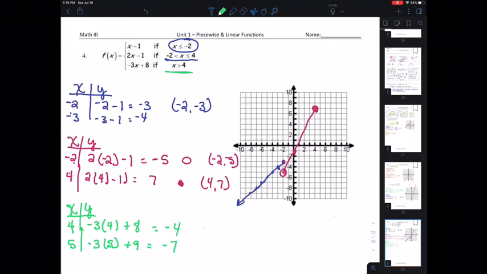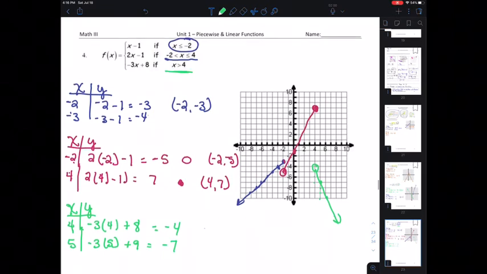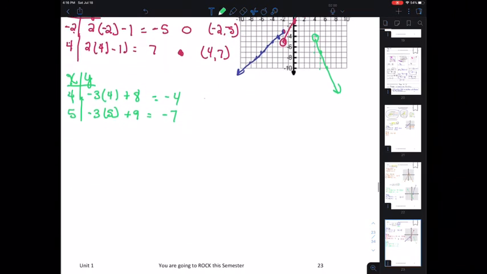1, 2, 3, 4. And we have an open circle. And then at 5, we're going to be at negative 7. Should be here. And so what we're saying is we're going to go down 3: 1, 2, 3, and over 1. Down 3, 1, 2, 3, over 1. Just give us a couple of points to make a nice pretty line. Okay, there we go. And that is our next graph.